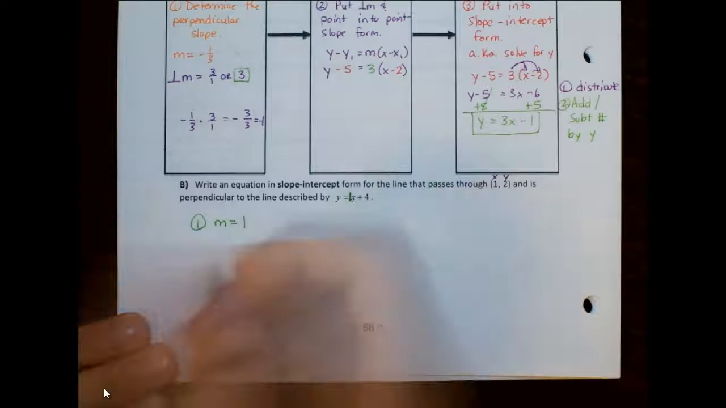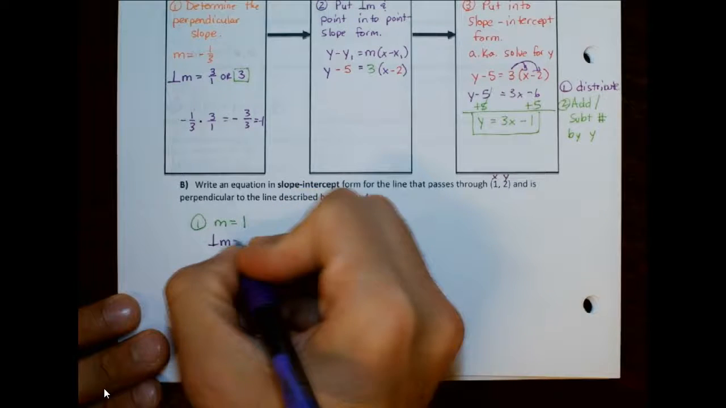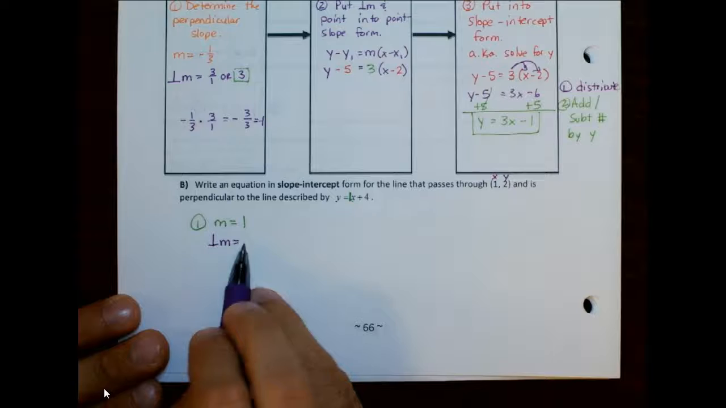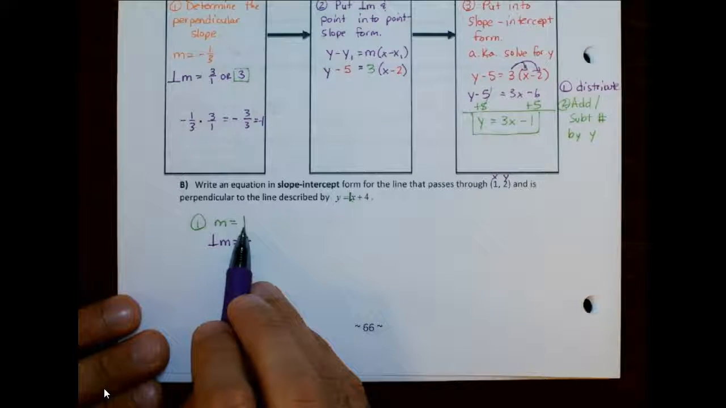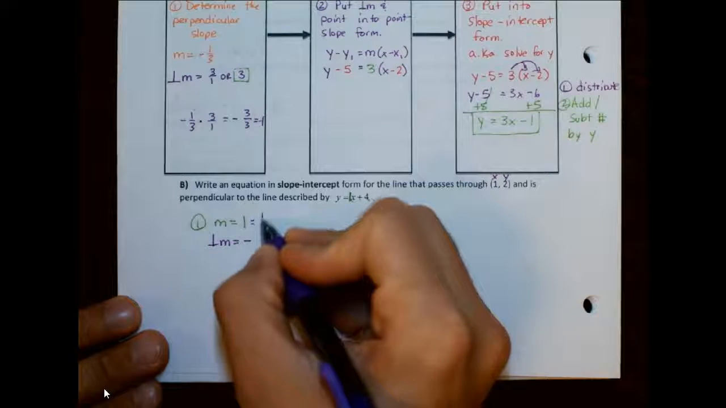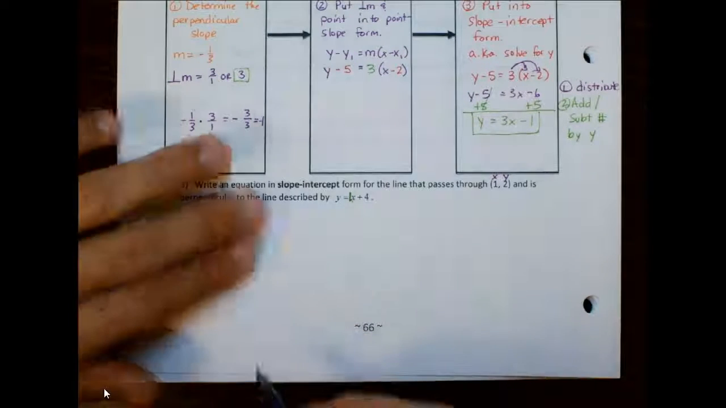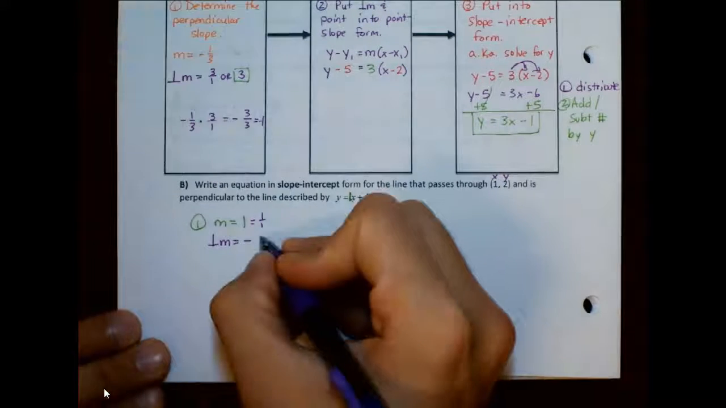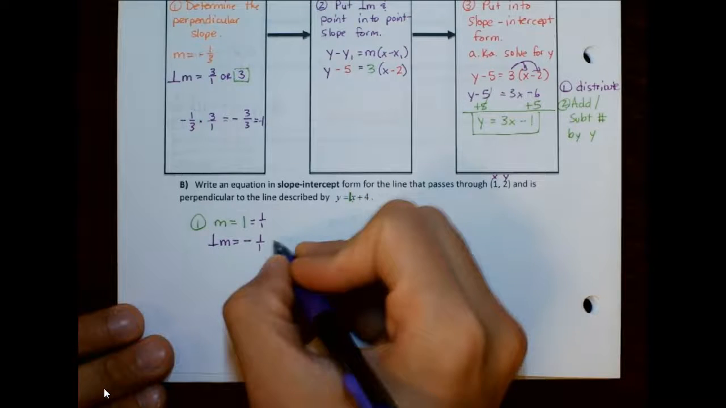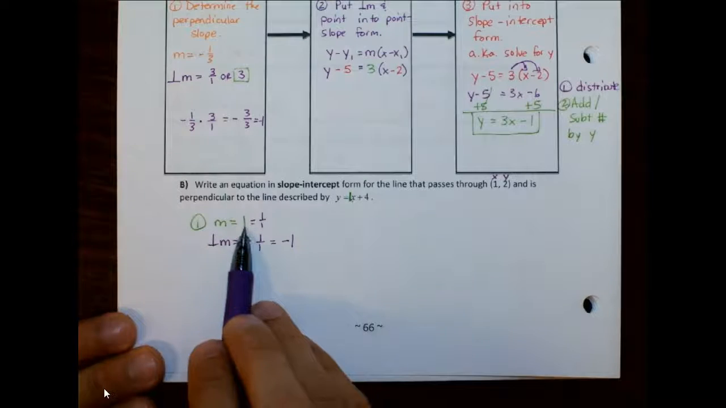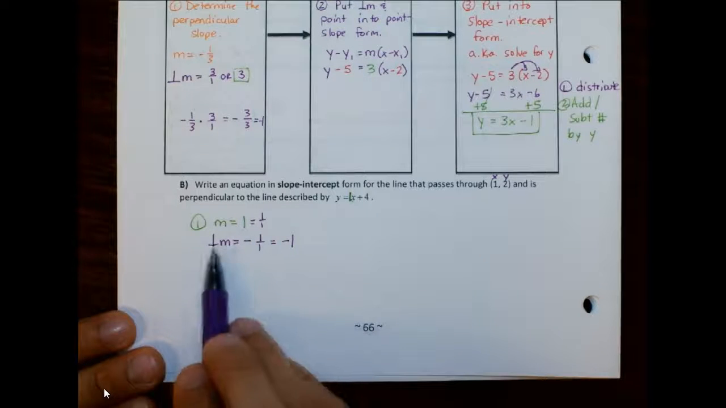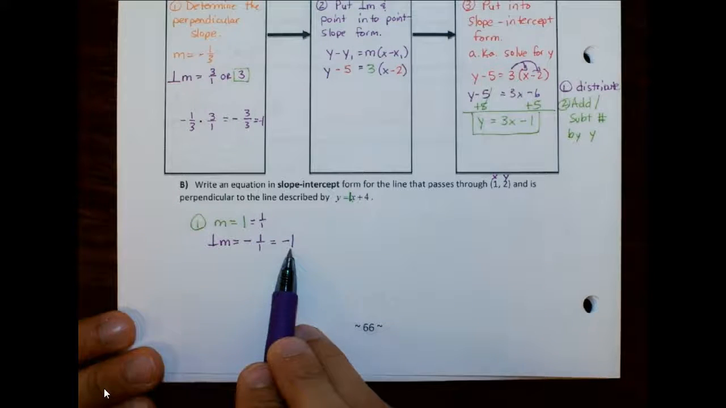My perpendicular slope, since this is positive, needs to become the opposite, so that is negative. 1 as a fraction is 1 over 1. So if I take this fraction and I flip it, I still get 1 over 1. So this whole thing reduces to negative 1. So my given slope was 1. My perpendicular slope is negative 1.